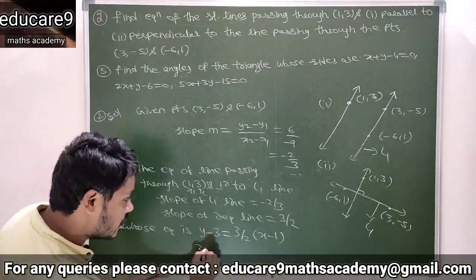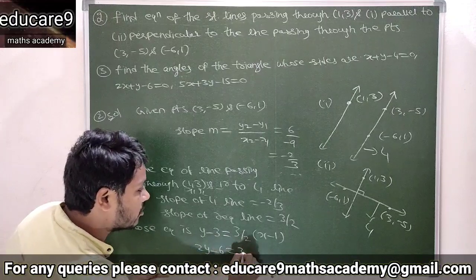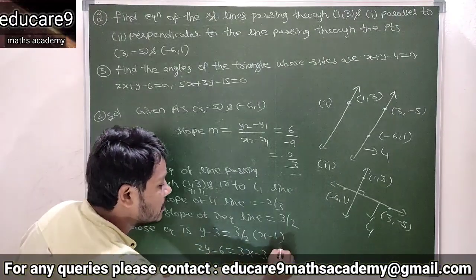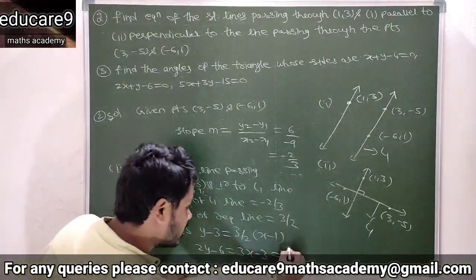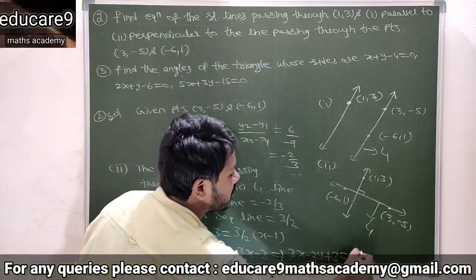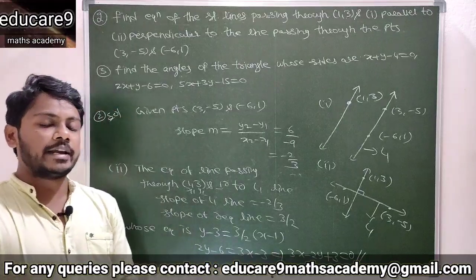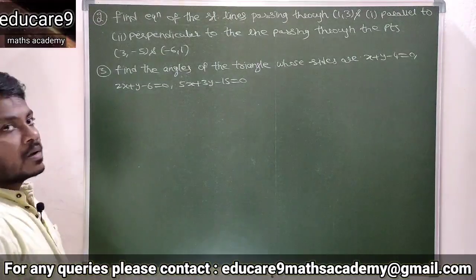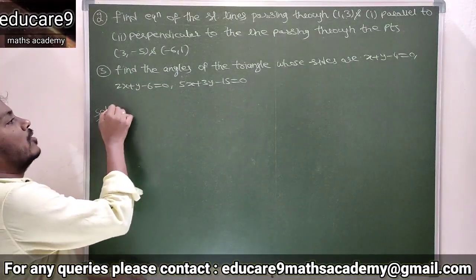So this is 2y minus 6 is equal to 3x minus 3. So clear, this is what? 3x minus 2y plus 3 is equal to 0. So this is the required straight line equation. So see the third solution.